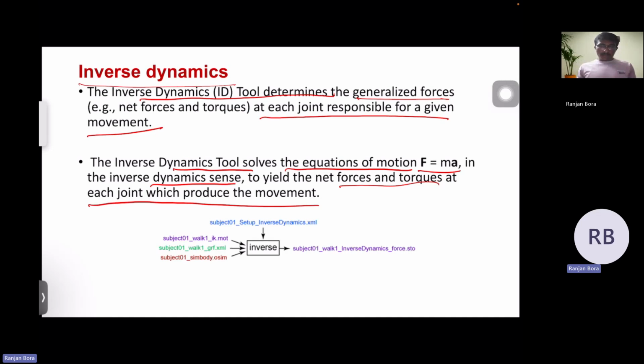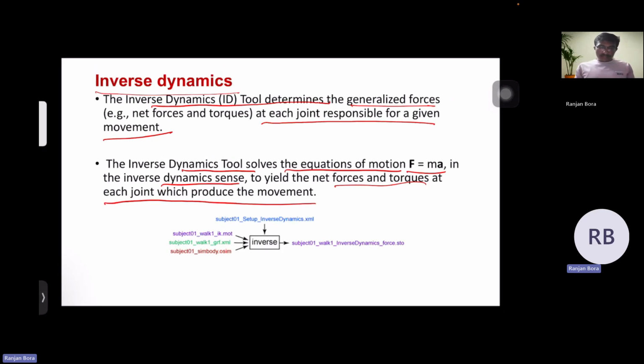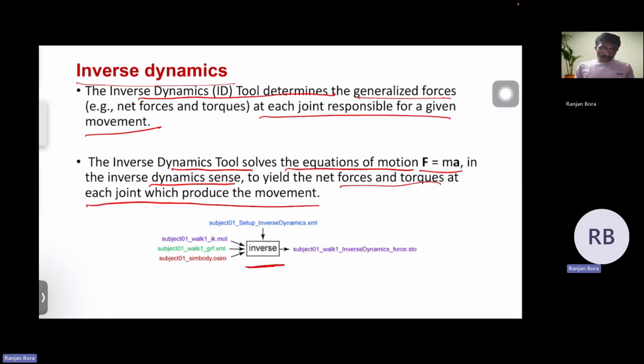So here we can see the inverse dynamics steps. The input for inverse dynamics is this MOT data, which is the output from inverse kinematics, the ground reaction force data, the musculoskeletal model, and one XML file to specify the different settings parameters. The output is this inverse dynamics force file, from which we know the joint forces and joint moments, the joint torques.